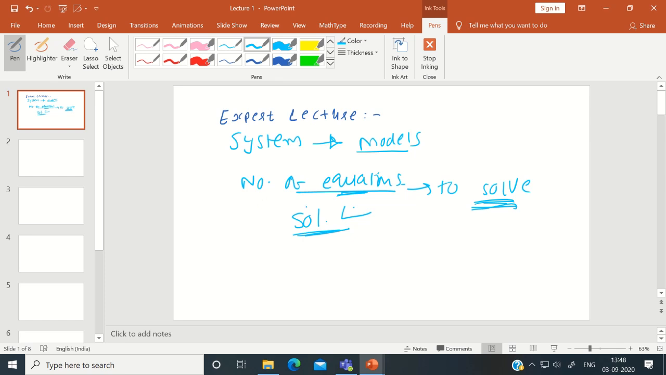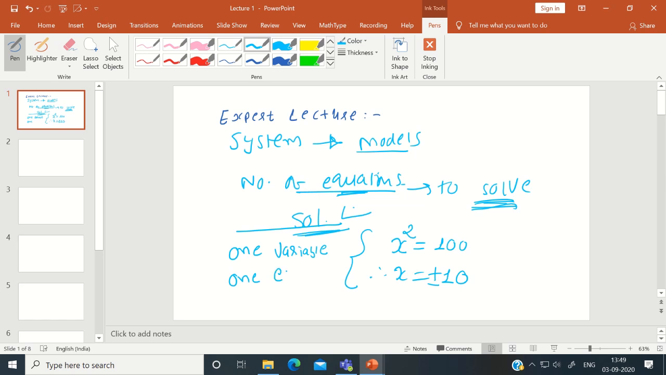So let us start from the very basic. Suppose I have one equation, that is, x square is equal to 100. So what is the solution of this equation? x is equal to plus or minus 10. This is a very simple system. This system consists of only one variable, and this system also consists of only one equation, right?